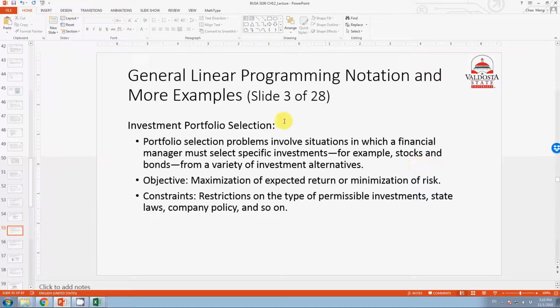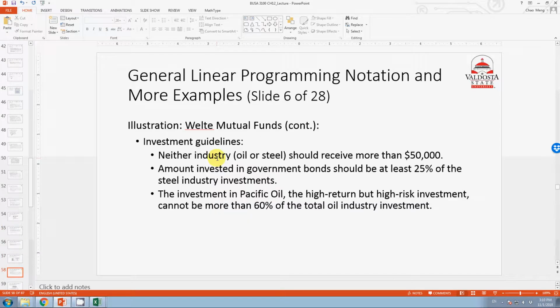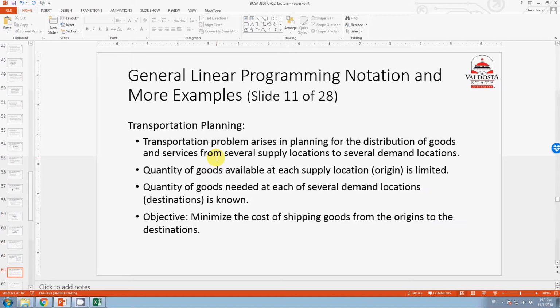And we have some examples. I will skip this investment portfolio example. Let's go to, I think I want to talk about the transportation problem, because we want to use this problem in the next topic. So this is one of the applications. The transportation problem, a planning problem.